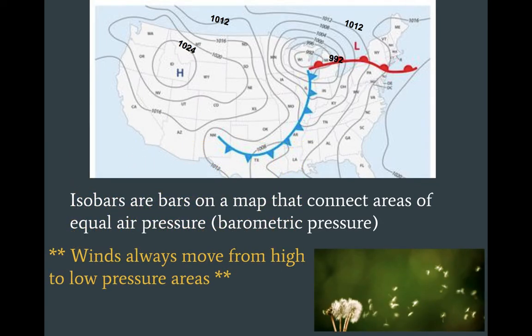Here's something important that we need to know about air pressure. Winds travel along these air pressure systems. Winds always move from high to low pressure areas. Always move from high to low. So here, this says 1012, this says 1006. This one is lower, so the wind would be moving from here, 1012, to here. It would be blowing this way, from 1012 to 1006. Always moves from high to low.